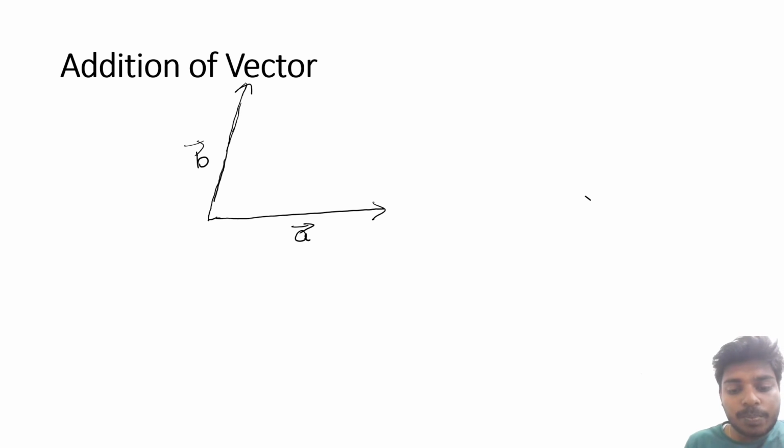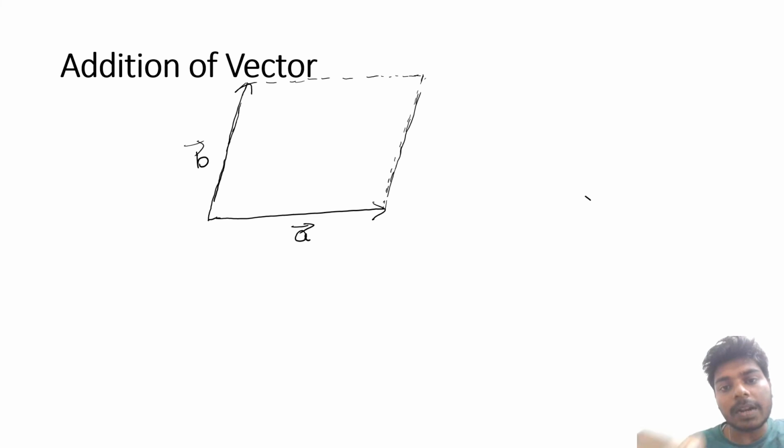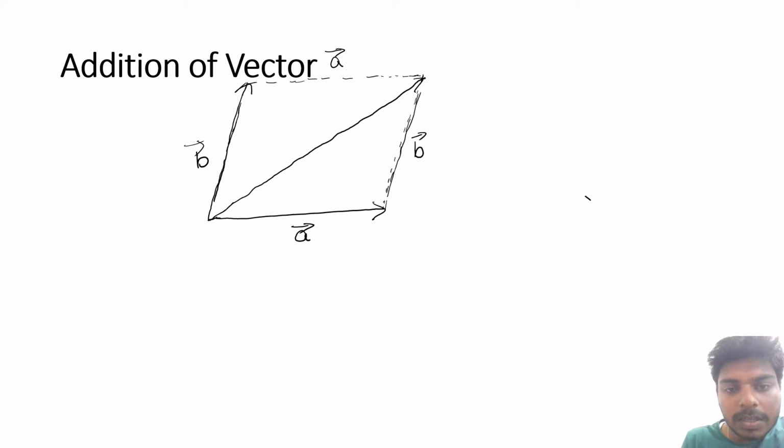Now make a parallelogram. What is a parallelogram actually? Opposite sides should be parallel and equal. Meaning to say, this is also a vector and this is also b vector. Okay, now this is a parallelogram. The diagonal of this parallelogram will give the resultant vector.